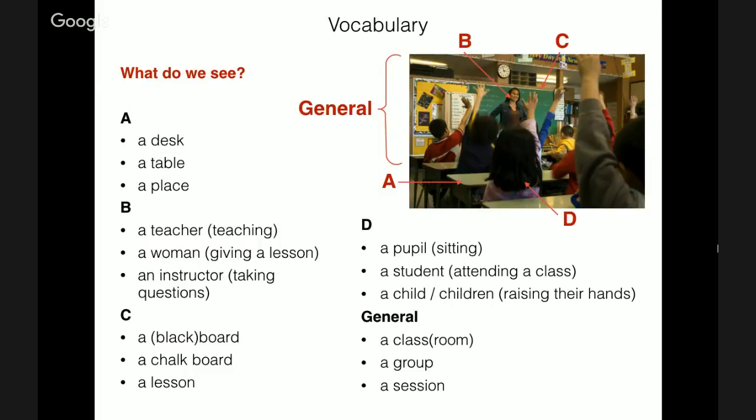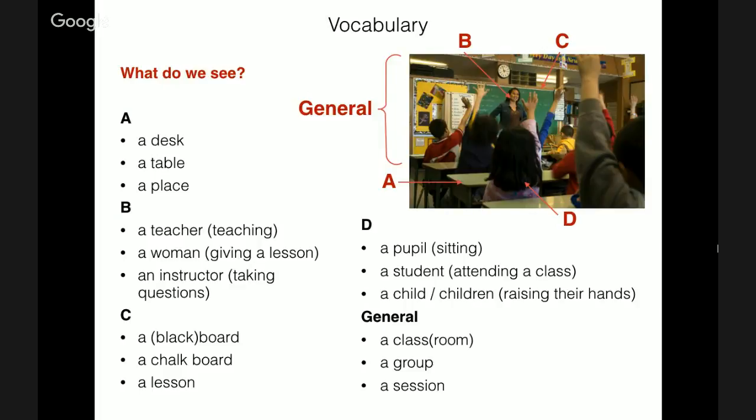B, clearly a teacher who's teaching, so that would be a verb we could mix with that. There's also a woman, you know, giving a lesson. You could also call her an instructor, and she's taking questions. So think about, that's already 3 things with 3 descriptions. You could mix them any way you want. A teacher taking questions, an instructor giving a lesson. You know, there are many ways you could mix that up. So if you have 1 word in your head, it's maybe not enough.